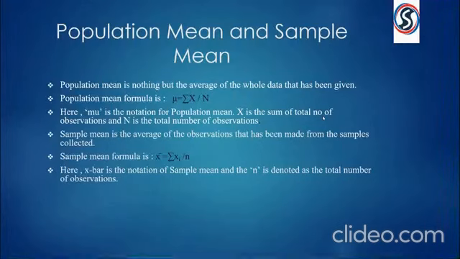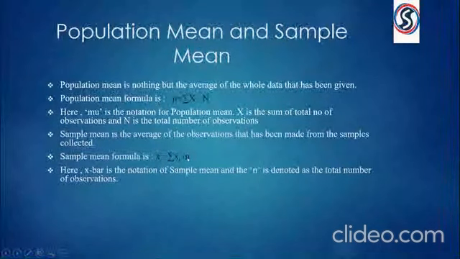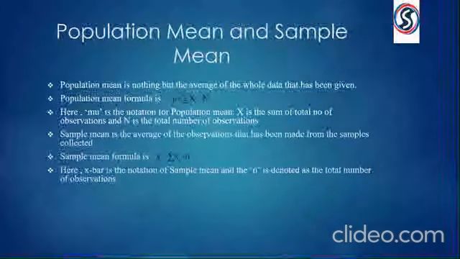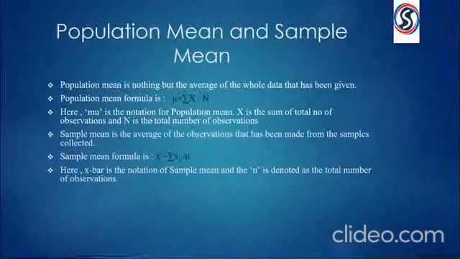Okay, so when we calculate the average of that sample data, we call it the sample mean. What is the formula of the sample mean? We denote the sample mean as x bar, equal to the summation of x of i divided by small n. The small n is the total number of observations, and x of i is the sum of the observations. Okay, so that covers the population mean and the sample mean.